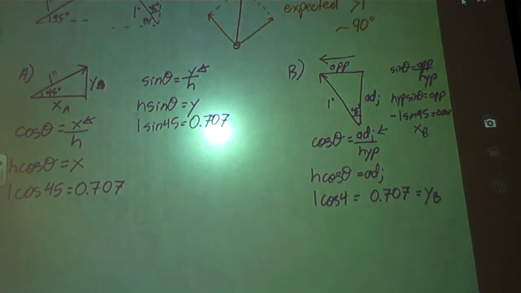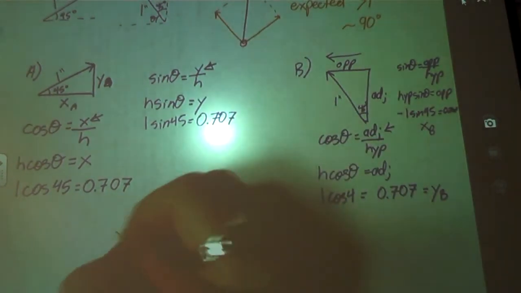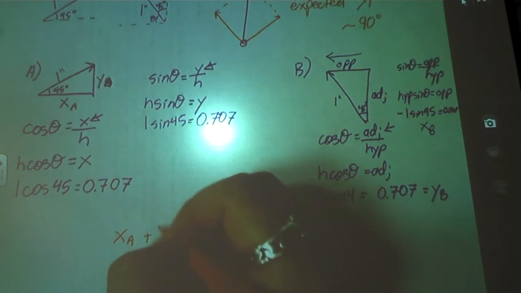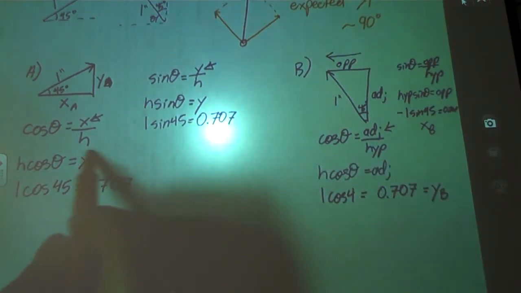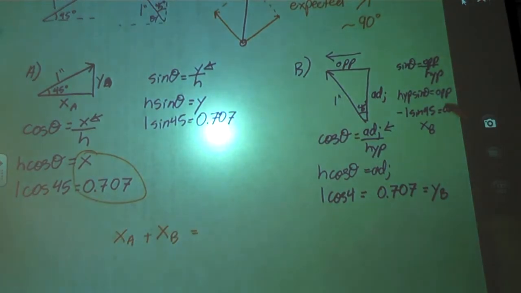So I have pulled my vectors apart. That's the first thing you should always do. Pull your vectors apart. Now that I've got them pulled apart, we can go in and combine them. So I'm going to take my x piece from vector A and add it to my x piece from vector B. So let's see, that's this piece here and this piece here.